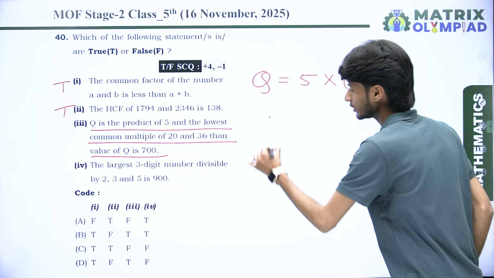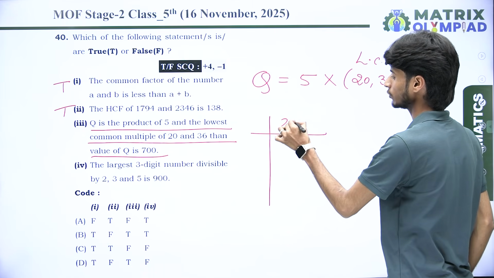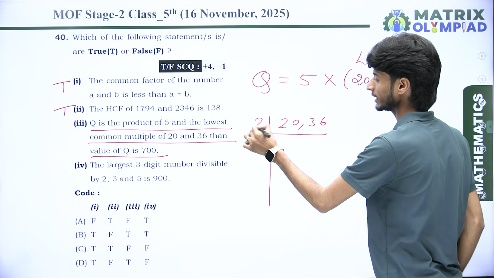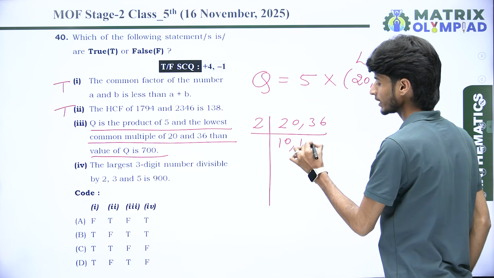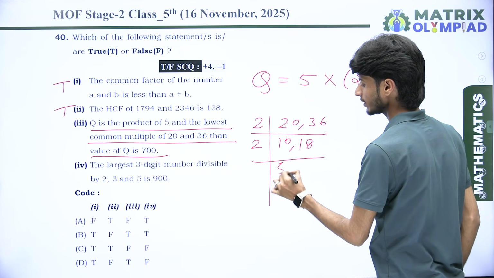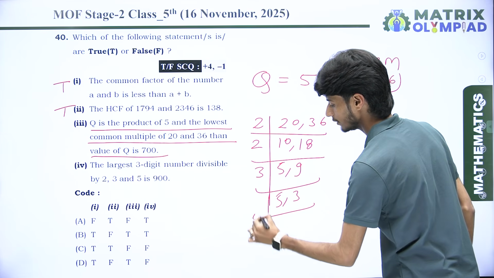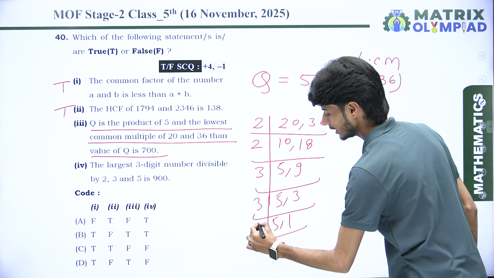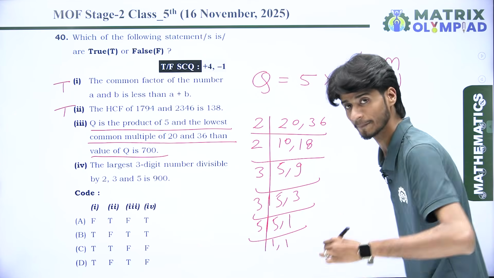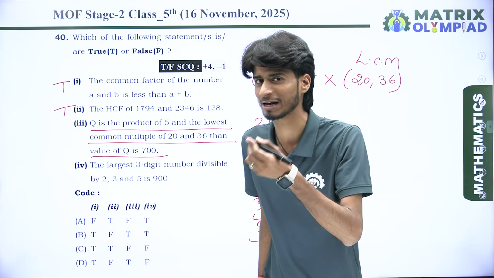In the rough work we find the LCM of both of them. First of all we take 2, then we get 10 and 18. Now we again take 2, then we get 5 and 9. Now we take 3, then we get 5 and 3. Now we take 3, then we get 5 and 1. In the end we take 5, then we get 1 and 1. Okay, you know very well how to calculate it.